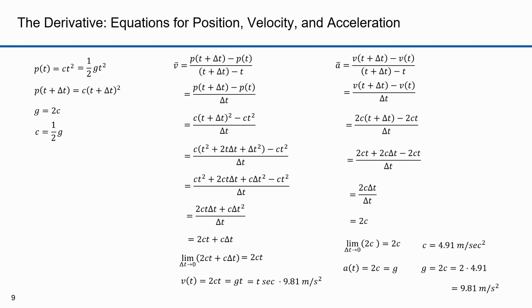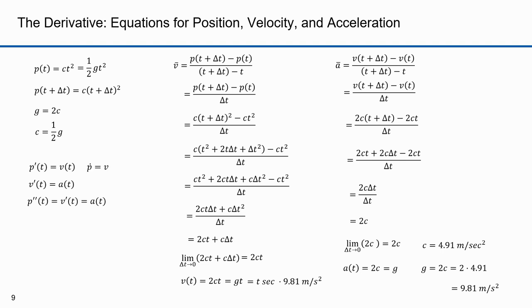Newton devised a notation for derivatives. The derivative of position is velocity. Newton expressed that this way: p prime of t equals v of t, and the apostrophe denotes a derivative. Likewise, v prime of t equals a of t. The derivative of velocity is acceleration. And you can do double derivatives. The double derivative of position is the single derivative of velocity, which is acceleration.